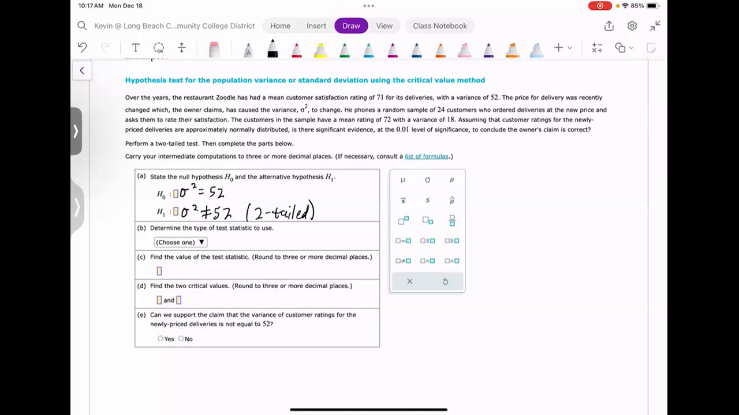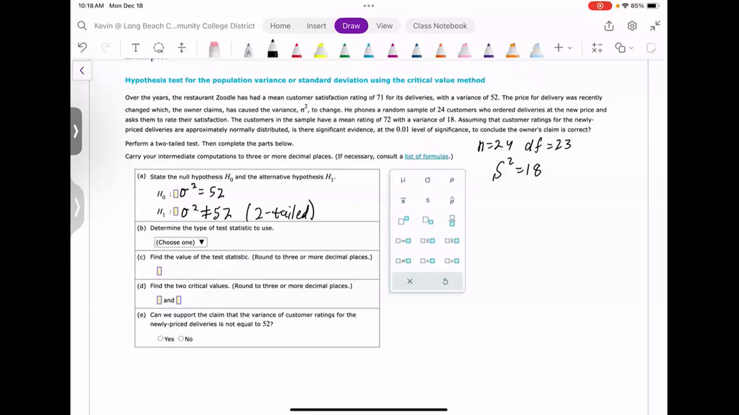Let's continue on. He phones a random sample of 24 customers who ordered deliveries at the new price and asked them to rate their satisfaction. So let's write that down. N is 24, which means our degrees of freedom is 23. The customers in the sample have a mean rating of 72 with a variance of 18. We don't need the mean for this one. It's not part of the formula. Assume that the customer ratings for the newly priced deliveries are approximately normally distributed. Is there significant evidence at the 1% level to conclude the owner's claim is correct?